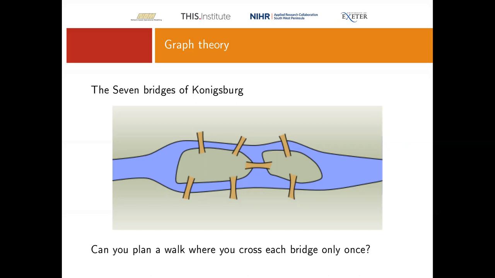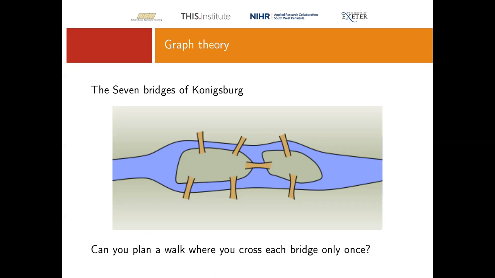Now, this seems like a simple question. There's only 7 bridges here, across 2 little islands and 2 sides. So you look at it and you go, well, of course there's got to be a way to walk across these bridges, each bridge only once. And let's say it doesn't matter which side you end up on, that's fine. But it actually becomes a much more complex problem, very similar to the traveling salesman problem.